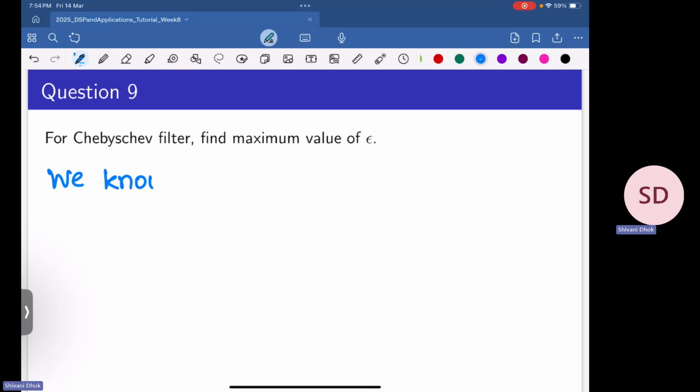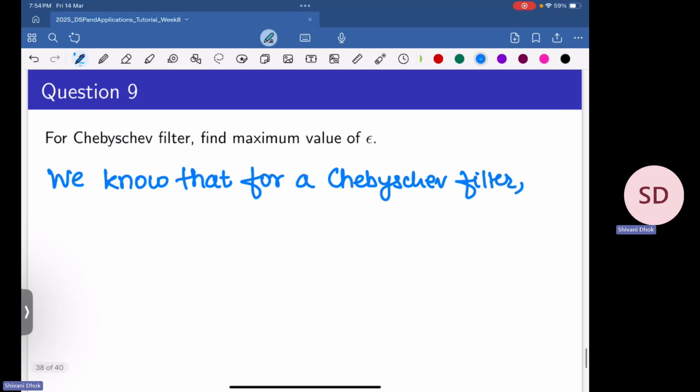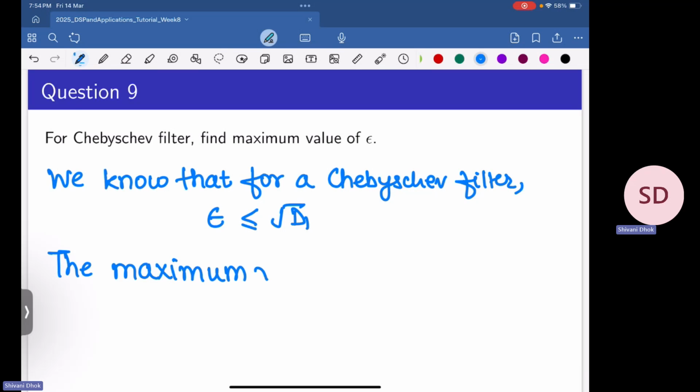We know that for a Chebyshev filter, this epsilon is less than or equal to under root d1. Which means that this epsilon can take any non-negative value less than under root d1, which means that the maximum value of epsilon is under root d1.